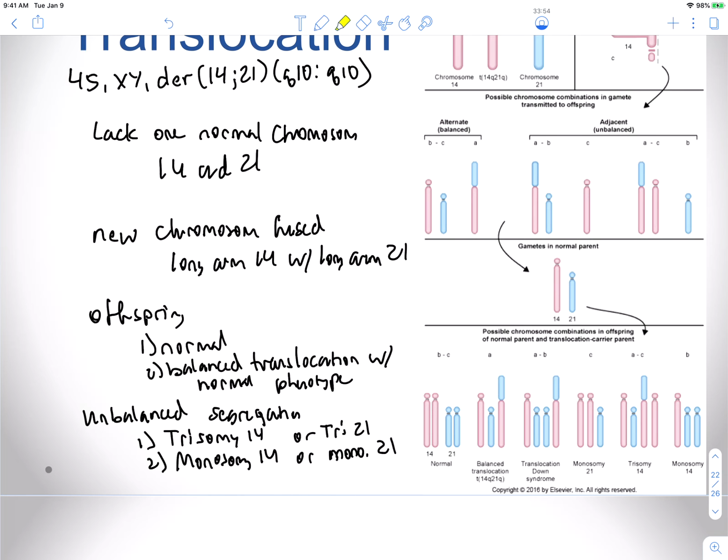Okay, and so that's just shown through this diagram over here, where you have your normal, of course, and then you have your balanced translocation shown here, where there's no loss of information. This one you have a gain of information, so it's a trisomy, so you have 3 of the chromosome 21, so that would lead to Down syndrome. In this one you have a monosomy of chromosome 21, you have a trisomy of 14 or a monosomy of 14. So those are what can happen in your offspring.